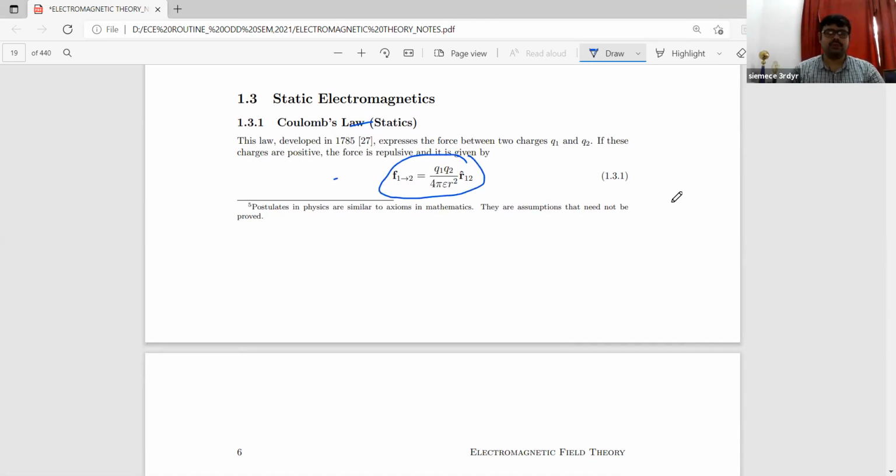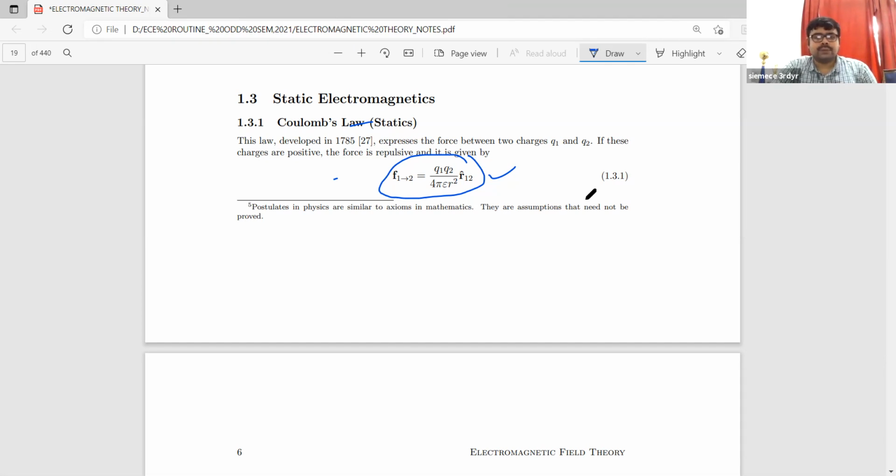If you see the formula written in equation number 1.3.1, and look at the structure of this particular equation, you will find F12 equals Q1 Q2 divided by 4 pi epsilon r square, times R12 cap. That means 1 is the initial charge, and 2 is another point charge. What will be the force between these two charges? We can express that using Coulomb's law.